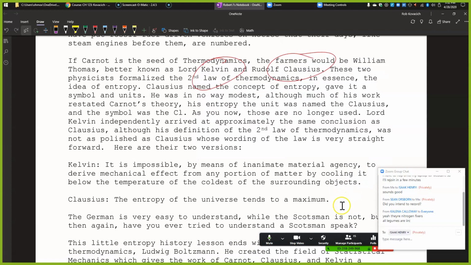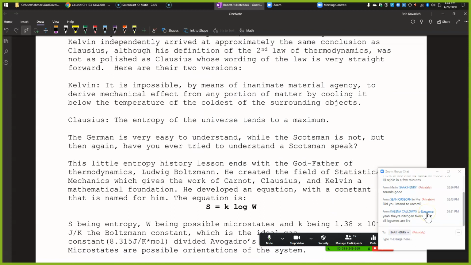And so when they're describing the second law of thermodynamics, Kelvin says it's impossible by means of inanimate material agency to derive mechanical effect from any portion of matter by cooling it below the temperature of the coldest of the surrounding objects. And people read that and were like, all right, I have to read this like 6 more times before I understand what he says. And then Clausius says, the entropy of the universe tends to a maximum. So straight up saying the entropy of the universe is going up.